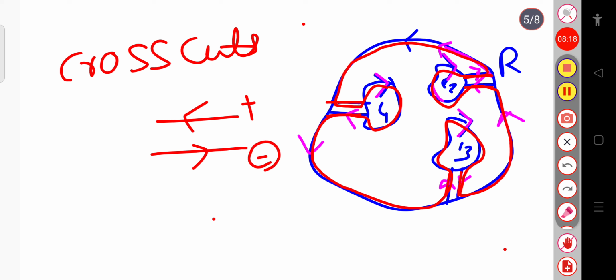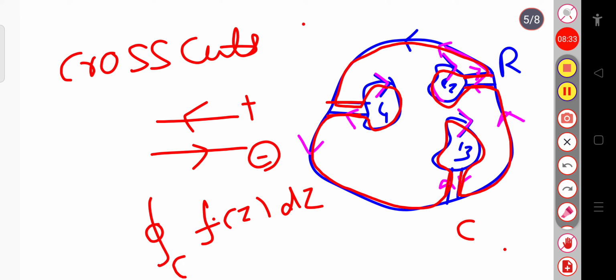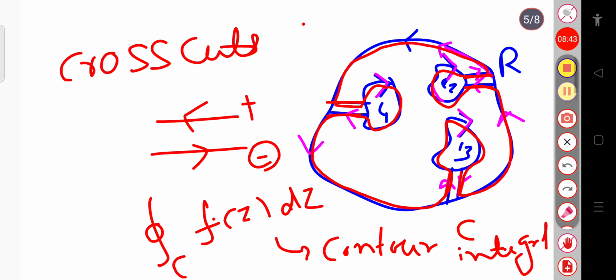Okay. Suppose the integration of f of z around any boundary, suppose this boundary is C, in the positive sense, it will be denoted as the integral of f of z dz over the closed contour C. Okay, so this integral around C is called the contour integral. This is called the contour integral. Okay. So this is all about simply connected region and multiply connected region.